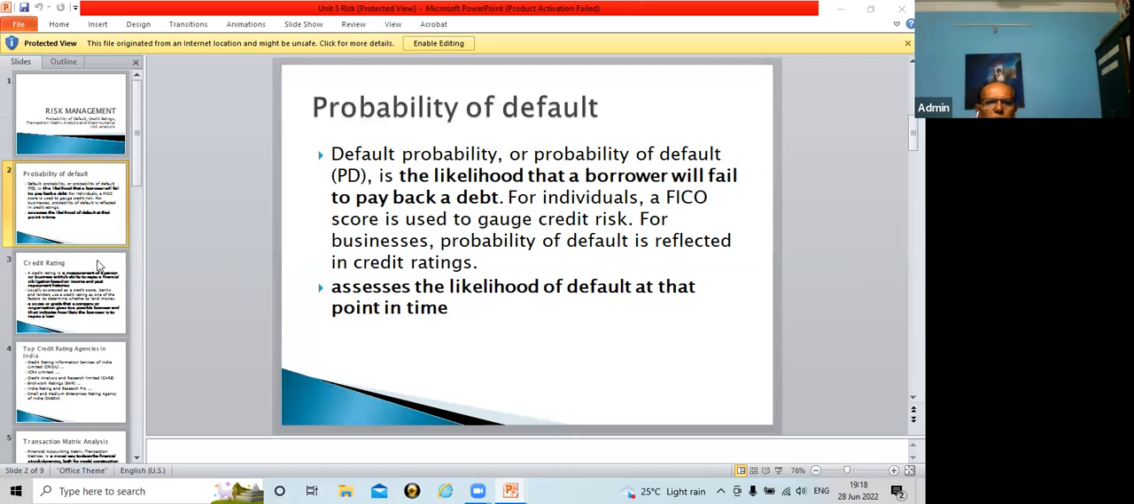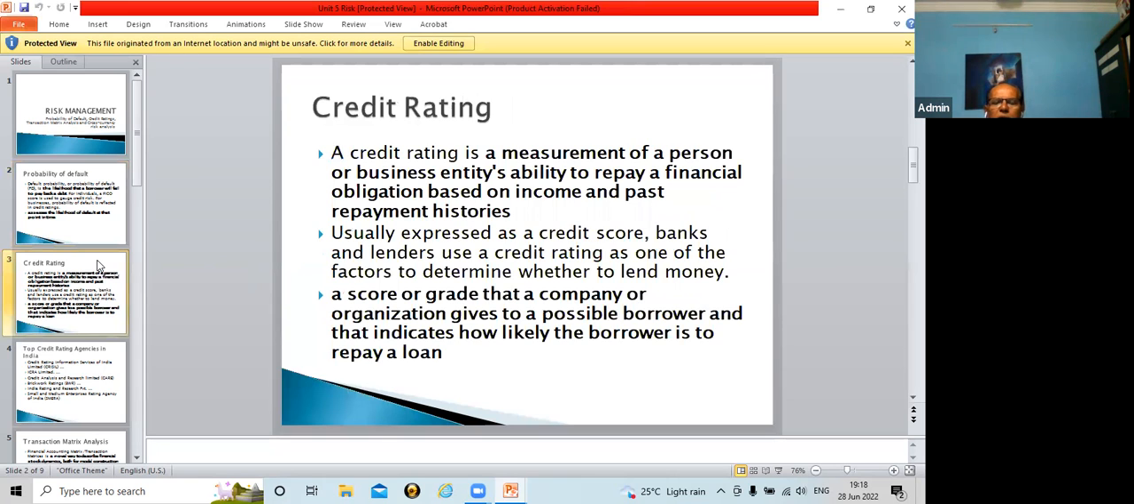Now let's know about credit rating. Credit rating is a measurement of a person or a business entity's ability to repay a financial obligation based on income and past repayment histories.